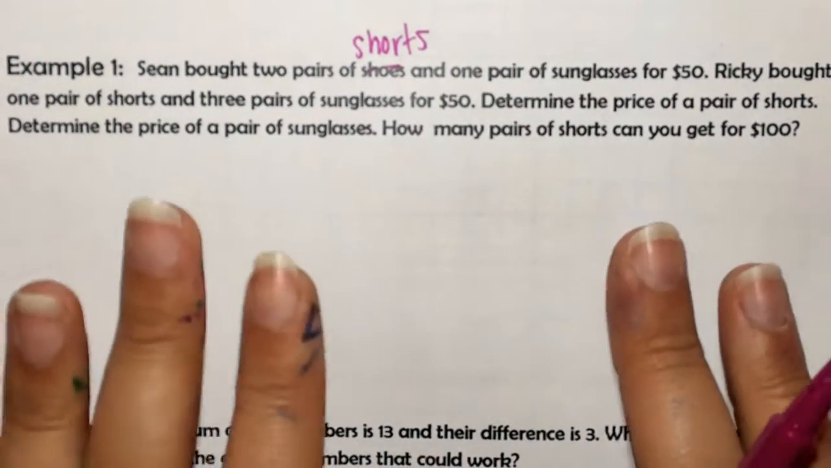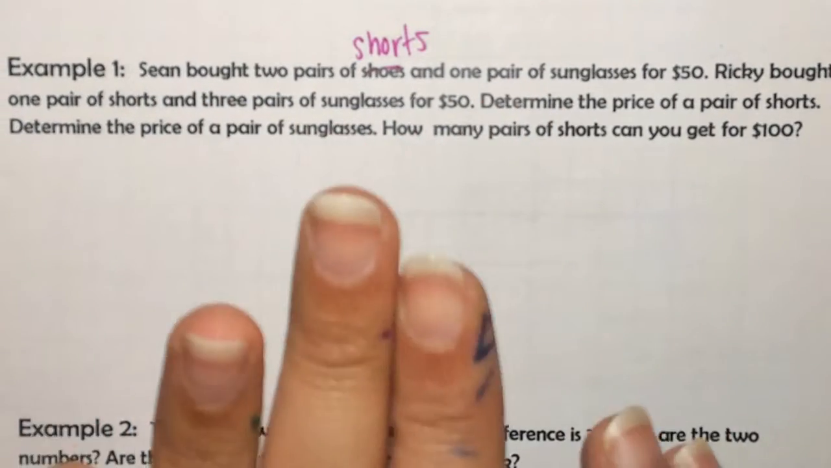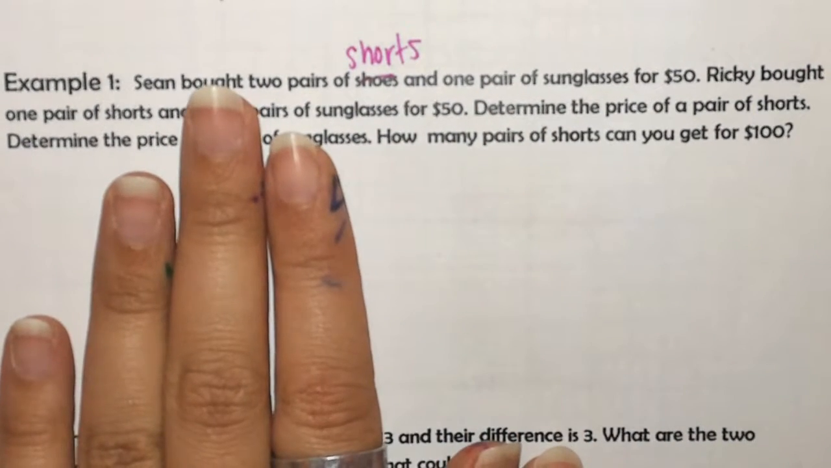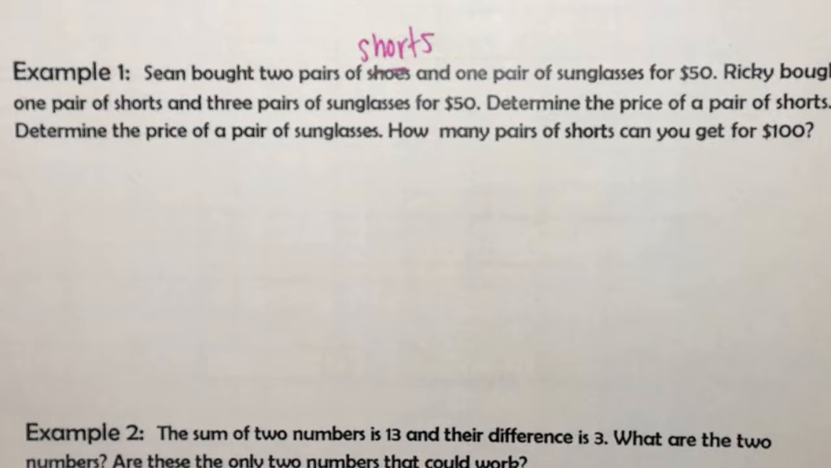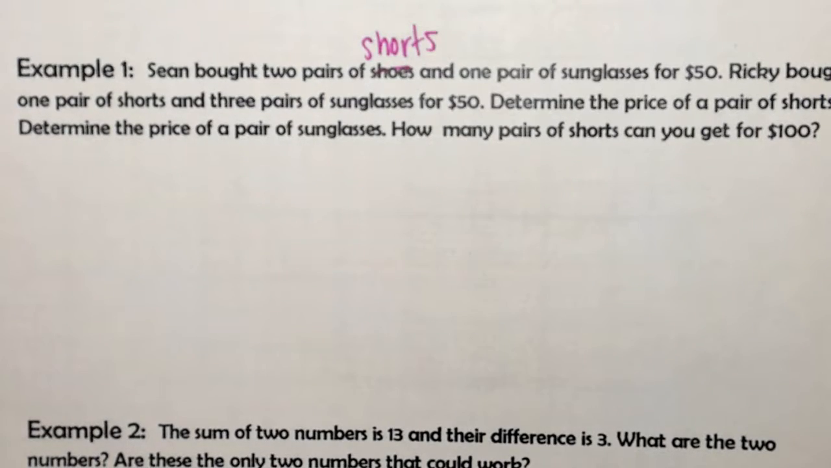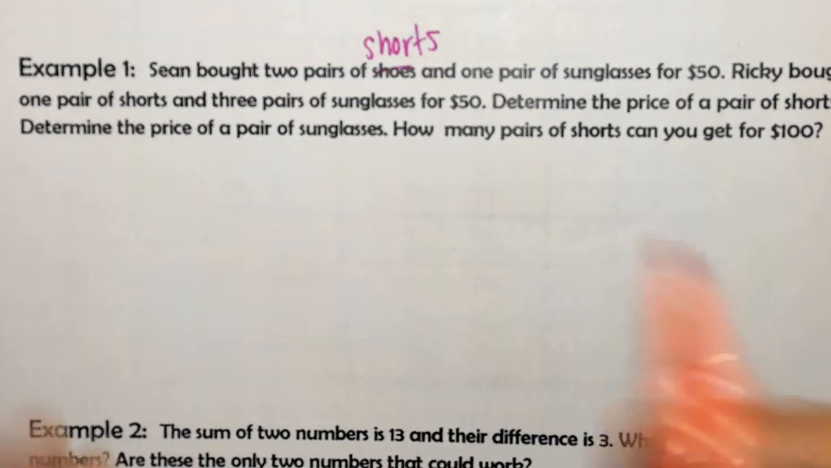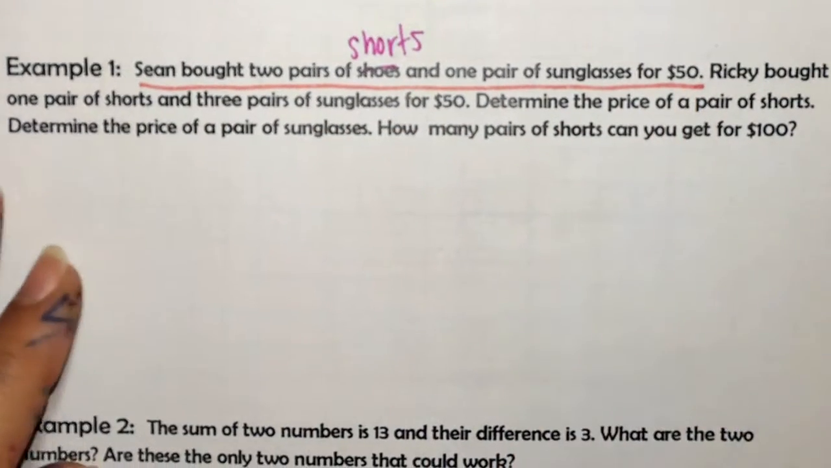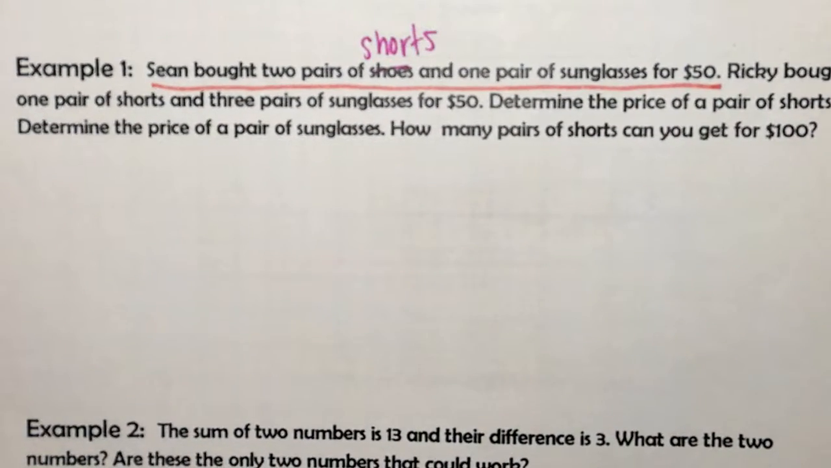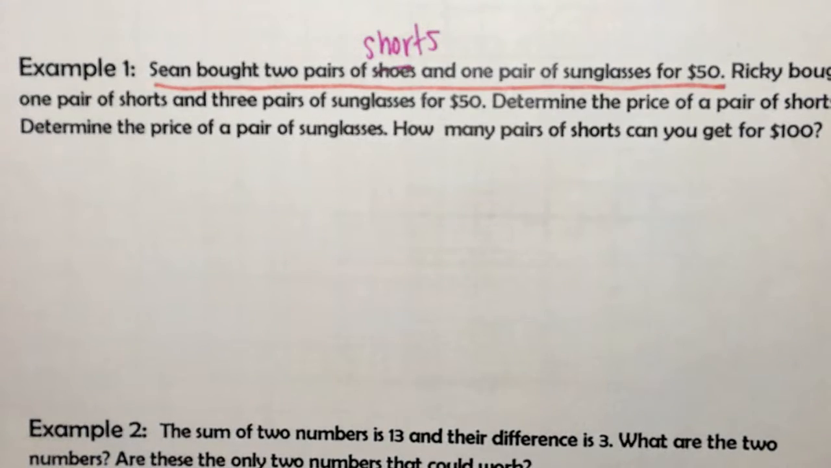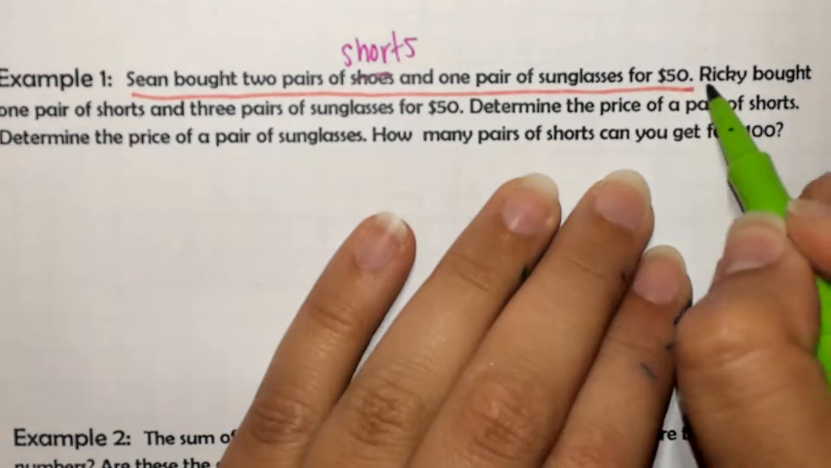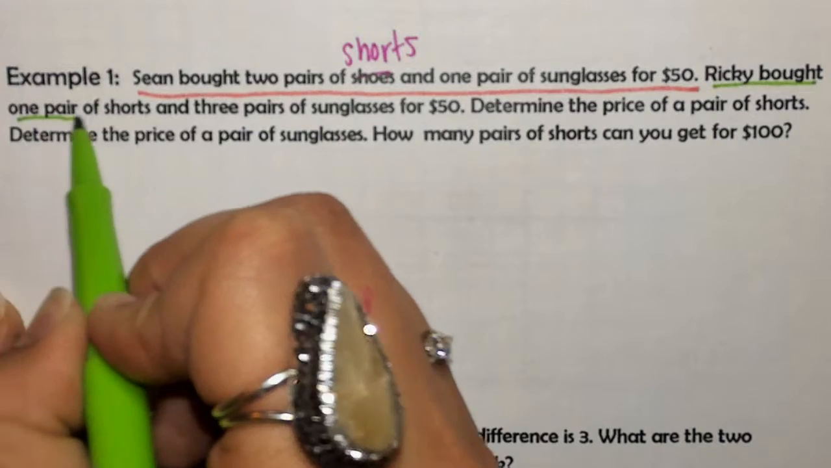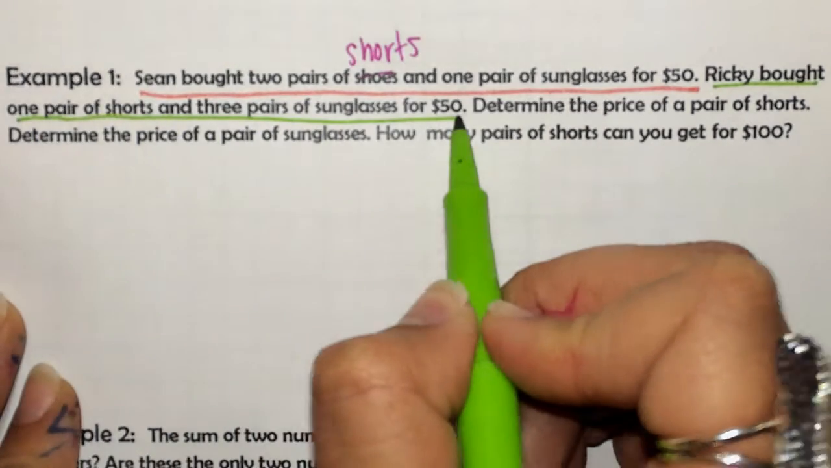Okay, so what we're going to do is we're going to read this and we're going to break it down part by part. Is everybody ready? So we start with Sean. And Sean bought what? What did Sean buy? 2 pairs of shorts and 1 pair of sunglasses. Okay, that's Sean. And now let's look at Ricky. What did Ricky buy? 1 pair of shorts and 3 pairs of sunglasses.